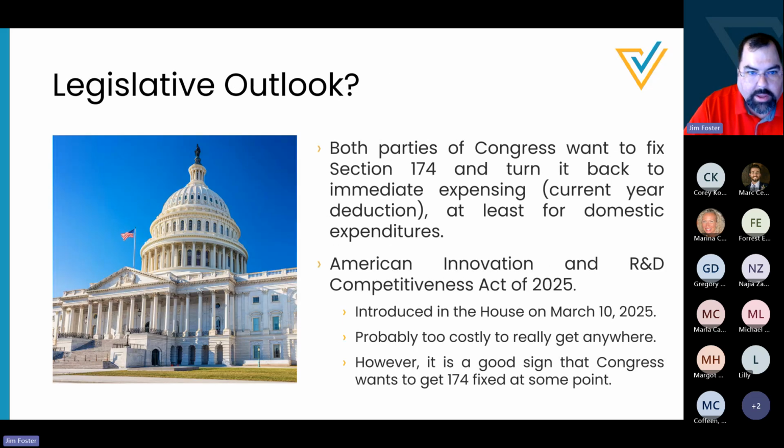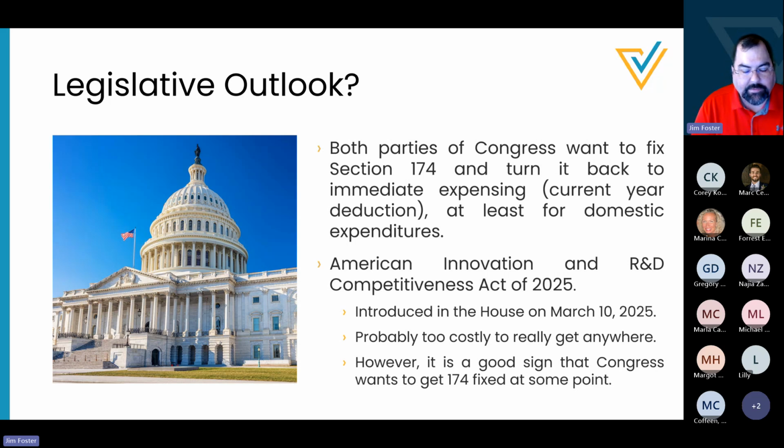Now, both parties of Congress want to fix 174 and return to immediate expensing, at least for domestic expenditures. The problem is they keep wanting to add other pork, or say, here, we'll give you this, but we want something in return, even though both sides want to fix 174. The latest legislation was the American Innovation and R&D Competitiveness Act of 2025 that was introduced on March 10th. And it actually said, we're going to go back and eliminate 174 from 22 forward. It had a retroactive provision.